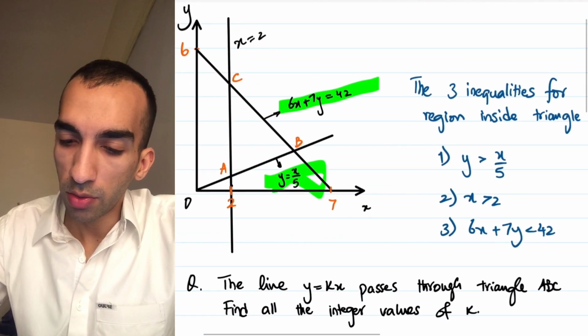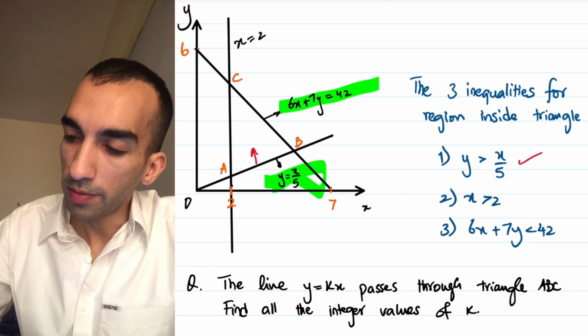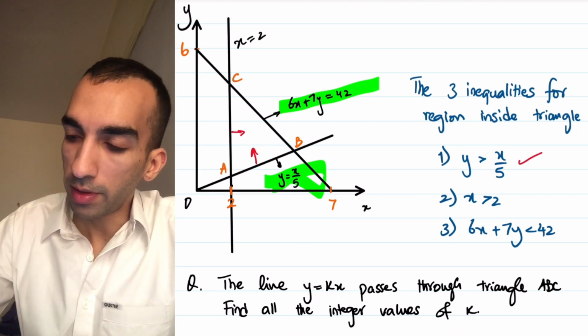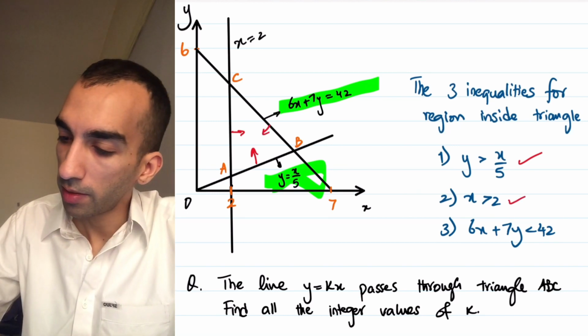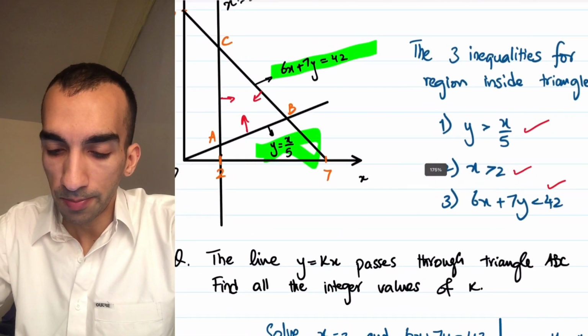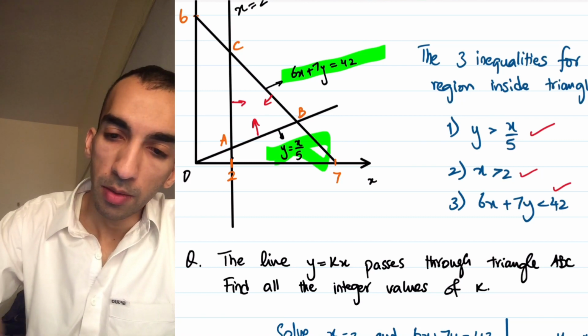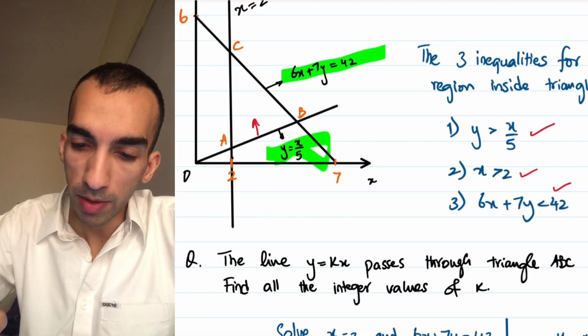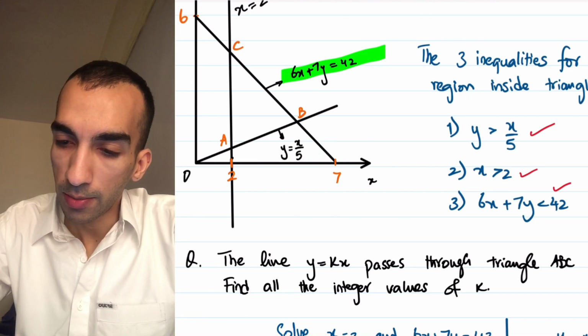So you're supposed to stay above this line, so y is greater than x over 5. You're supposed to stay to the right of this line, so x is greater than 2. And you're supposed to stay below this line, so 6x plus 7y is less than 42. That's easy. Problem arises when the question says the line y equals kx passes through the triangle ABC. Find all the possible values of integer k.